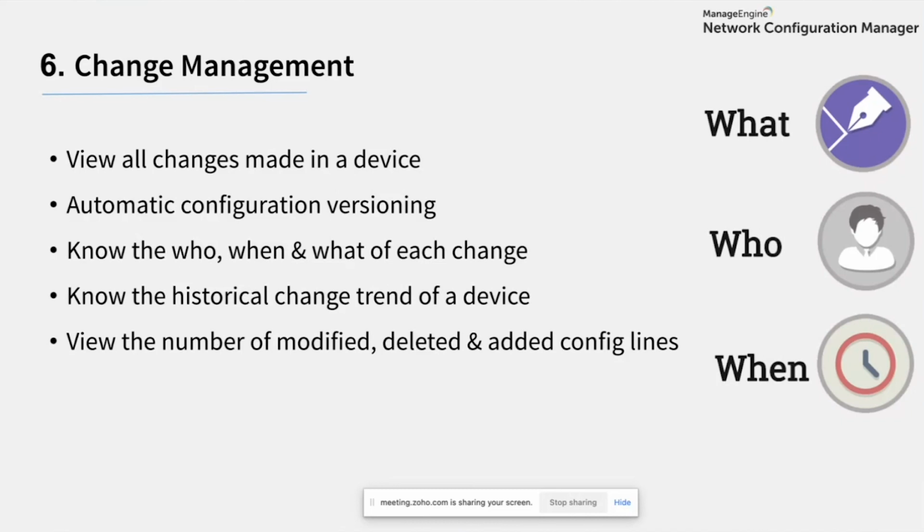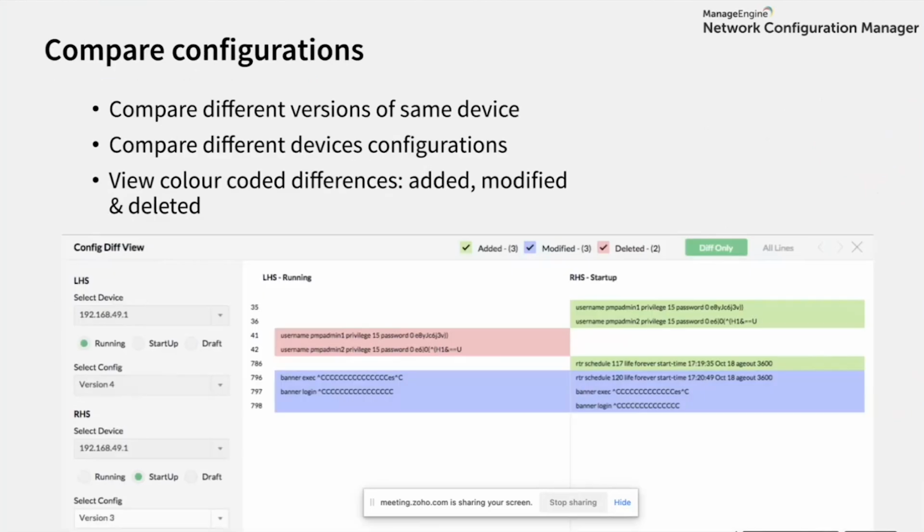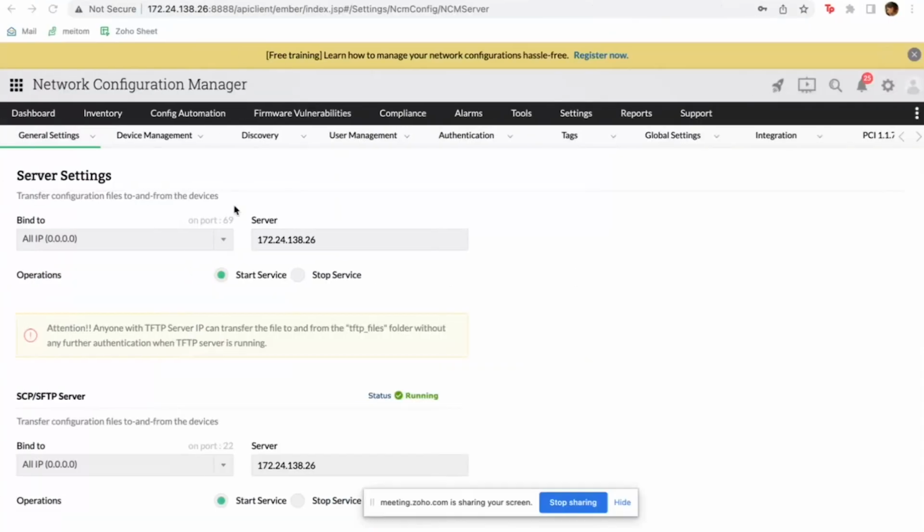For example, let's say from June to August, you want to check the data of the people who worked on configurations and who has made what kind of change. With the help of the historical change trend of a device, that report will be very useful in helping you analyze how many changes have been carried out across your environment during a particular duration. And you will also be able to see the number of lines modified, deleted, and the number of lines added. So that's pretty much it about configuration change management.